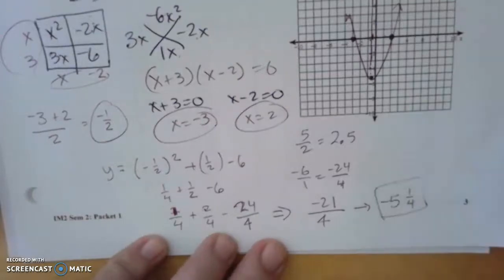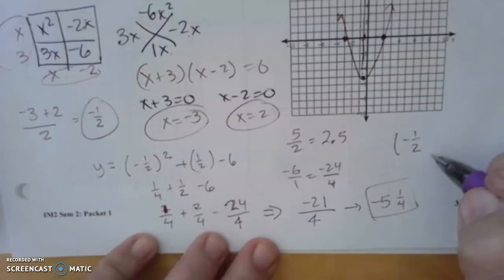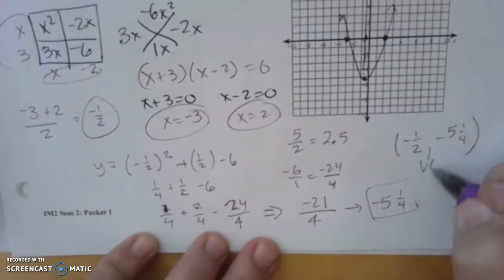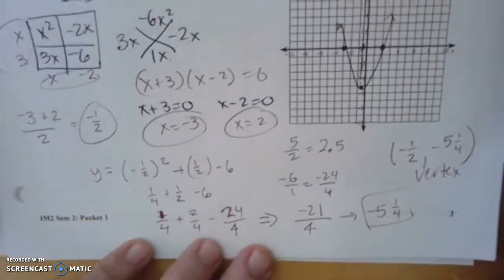So why is that number important? Because we found the middle, the line of symmetry is -1/2, and the -5 1/4 is the y value. So this is our vertex, and that's really a cool way to find it. I like that. Okay, let's turn the page and look at these two problems here.